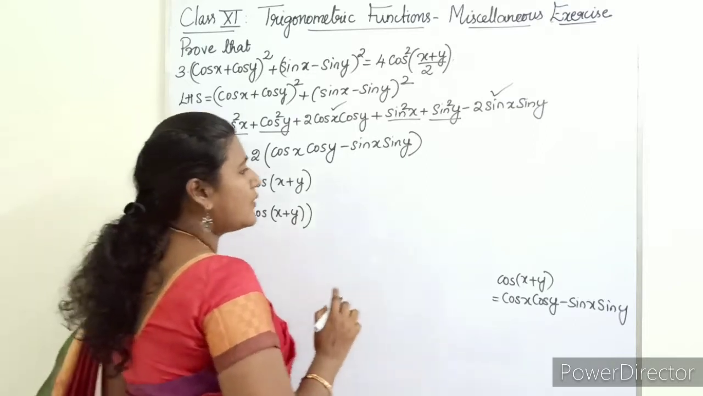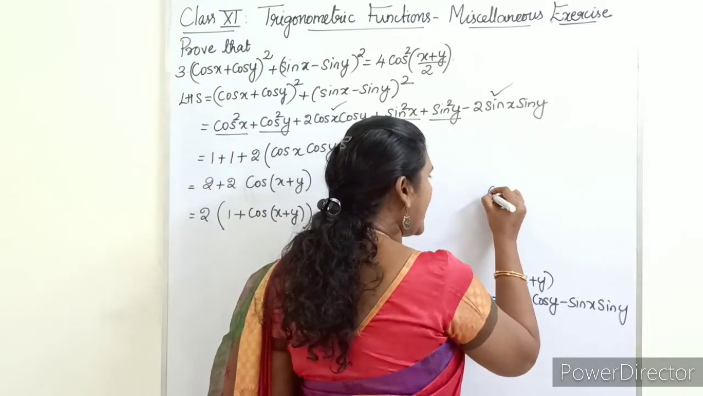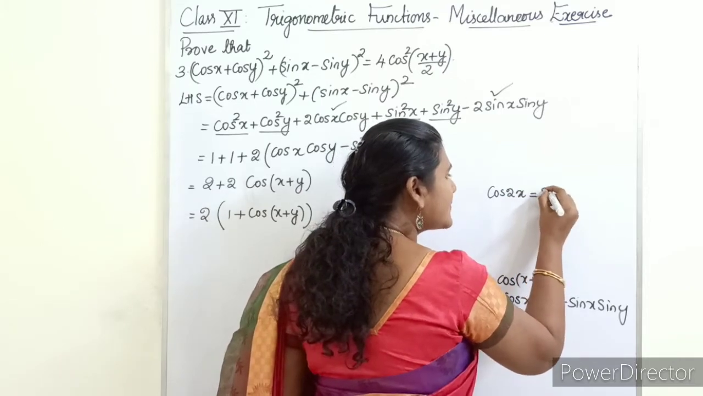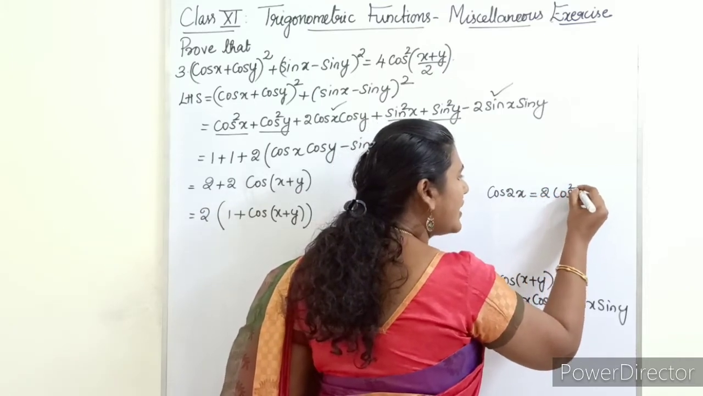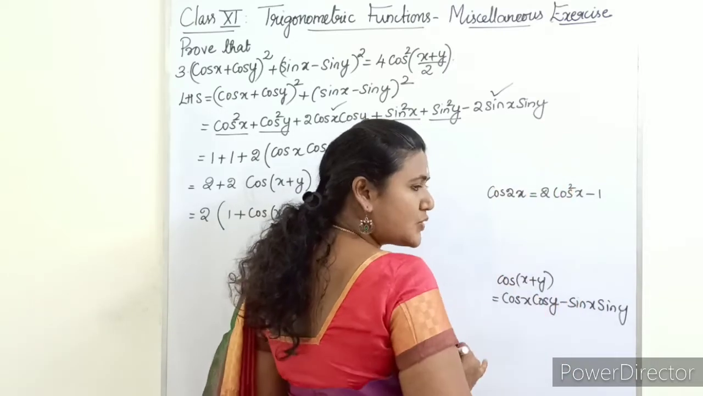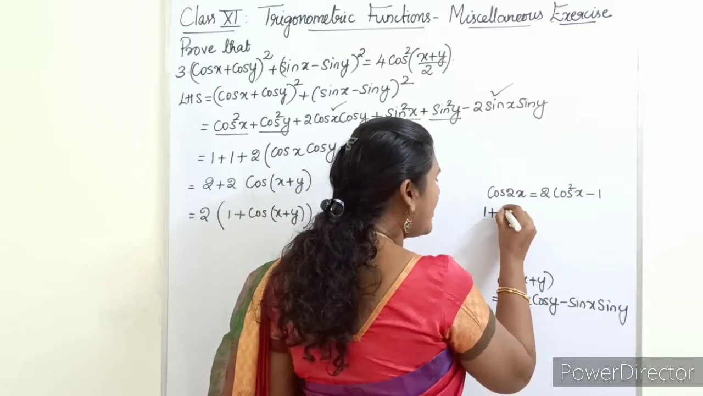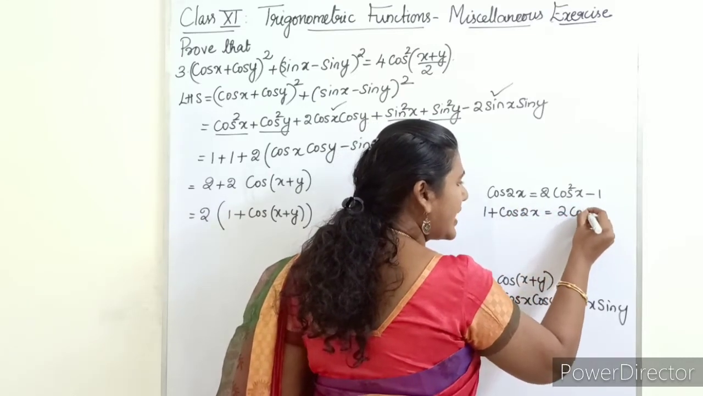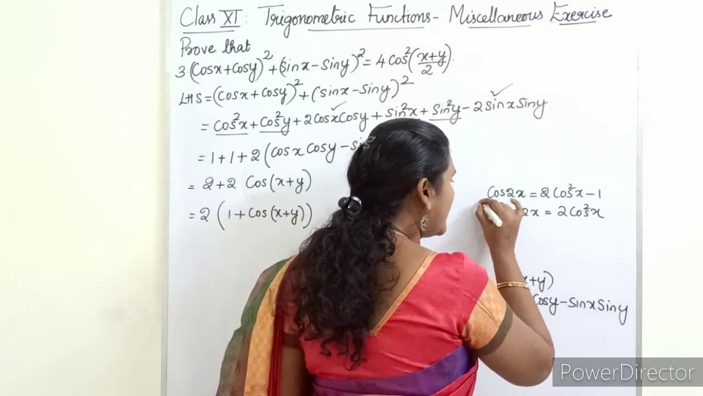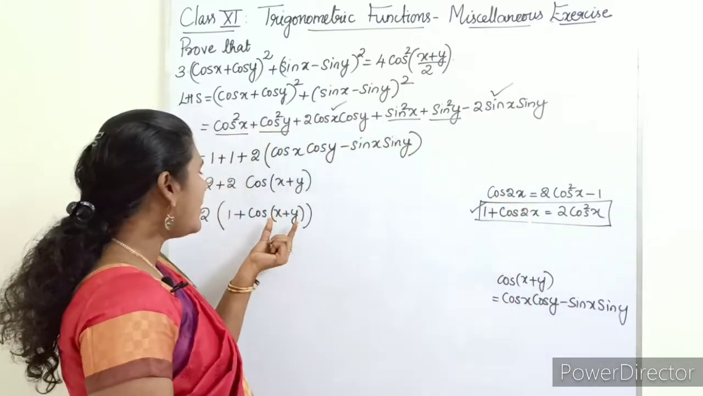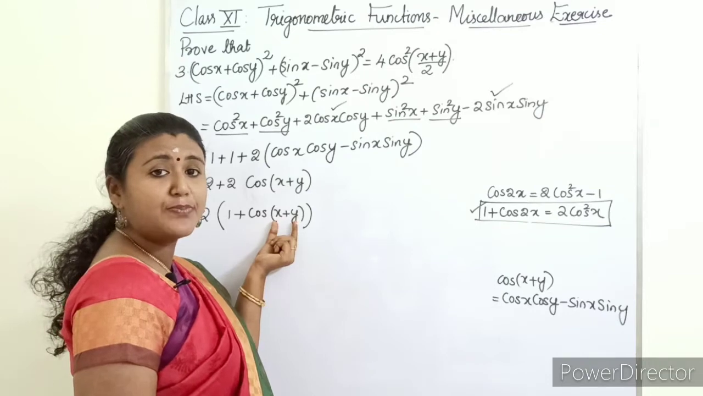So here we are going to use the cos 2x formula. So what is the cos 2x formula? 2 cos square x minus 1. If I take this minus 1 to the left side, I will get 1 plus cos 2x is equal to 2 cos square x. Actually, this formula we are going to use here. Here in the place of 2x, we have the angle x plus y.